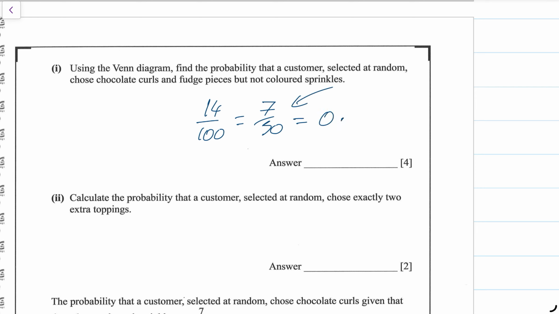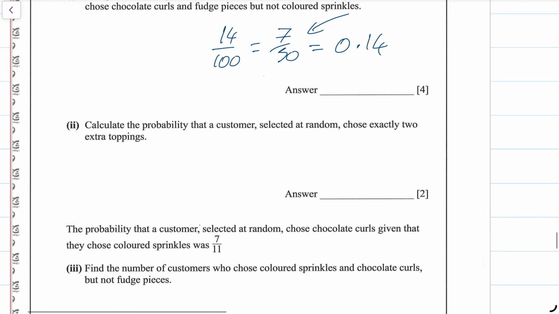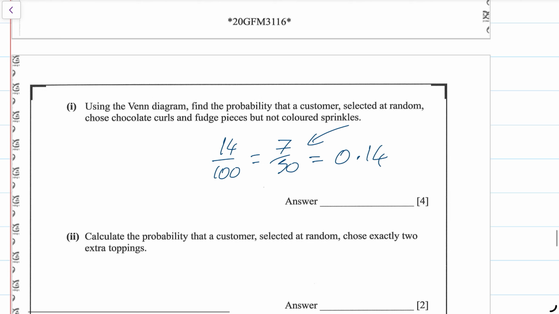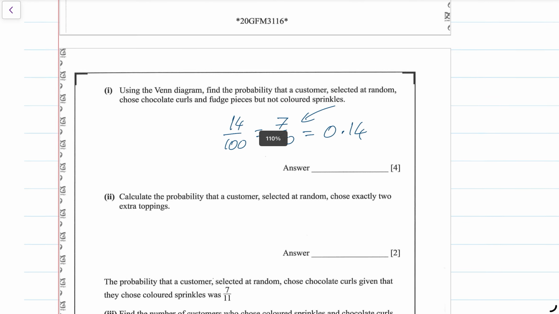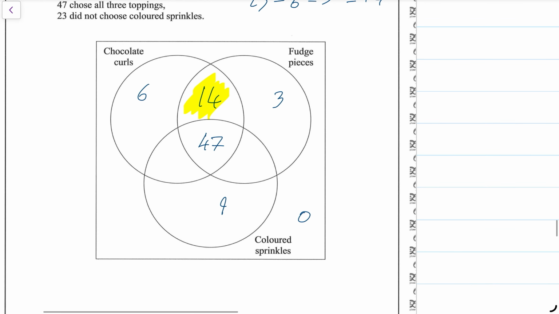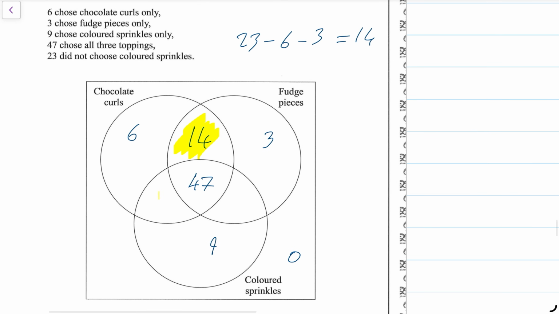Hopefully that's the answer they want, but 0.14 would be the answer as well. Calculate the probability that a customer selected at random chose exactly 2 of the extra toppings. Okay, exactly 2. So for the next bit then, exactly 2 then, we need to find this bit that's highlighted in yellow, this bit, and this bit.